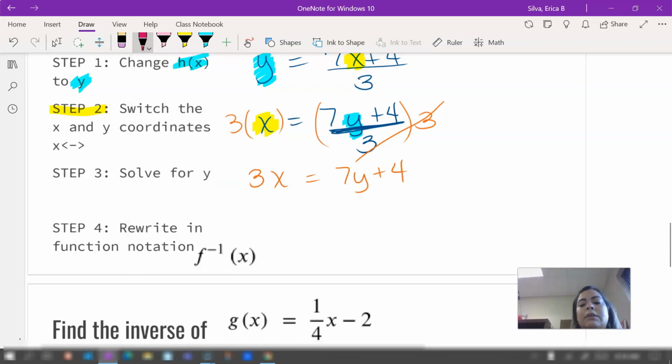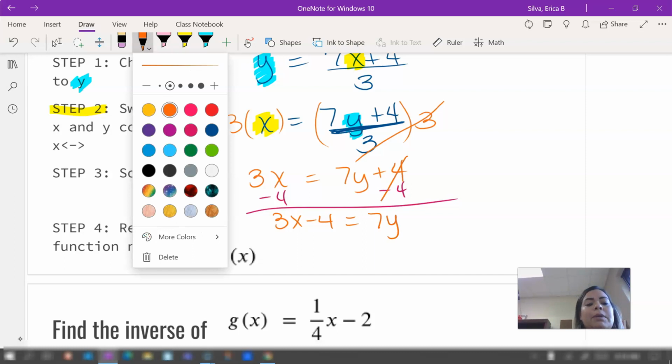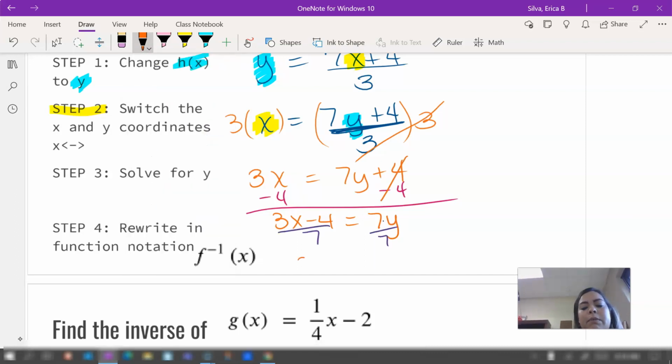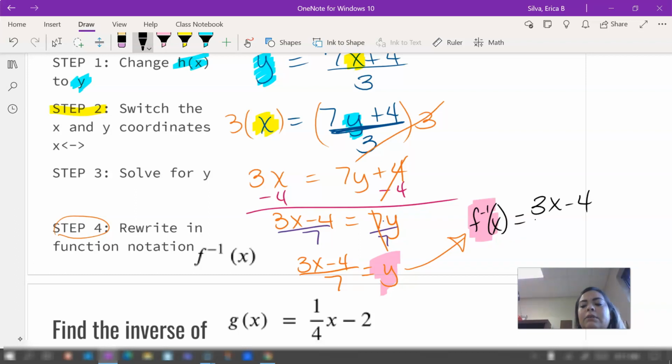Now we're going to use the inverse of addition, which is subtraction, and we end up with 3x minus 4 equals 7y. This gives us 0. And then our final step is to divide by 7. And we get 3x minus 4 divided by 7 is equal to y. And then for our final step, we need to write it in inverse function notation. So instead of y, we're going to change that to the inverse function of h. And then we simply write down the inverse equation. Okay, go ahead and try the next.